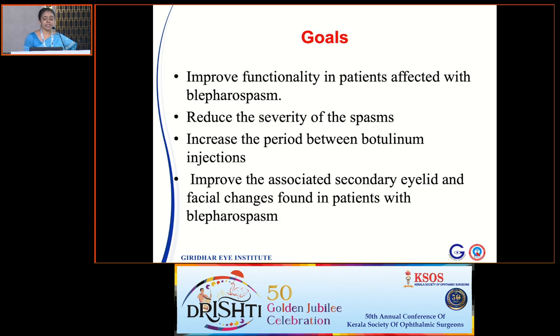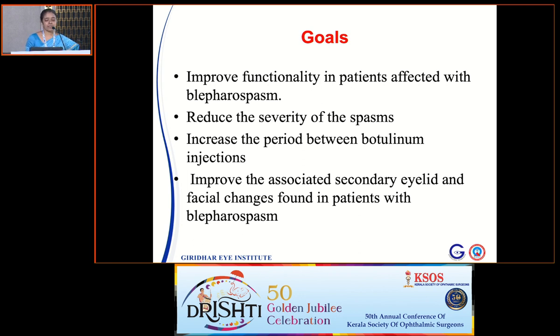So what is the aim of the surgery? The surgery is basically removing the orbicularis, that is orbicularis myectomy. You cannot eliminate the full spasms because you cannot offer a 100% cure at all. So the aim of the surgery is to improve the functionality in patients affected with blepharospasm. For example, people who are drivers can't drive in bright light. So the aim is to make them drive.